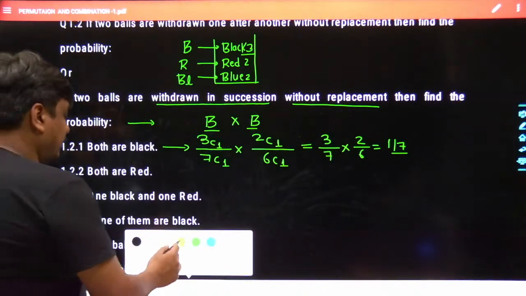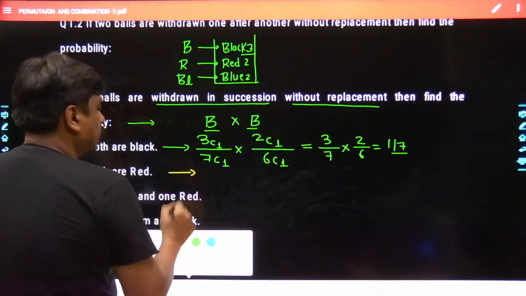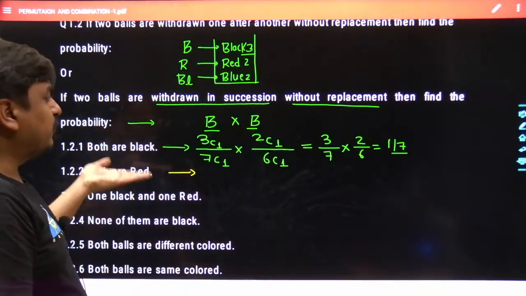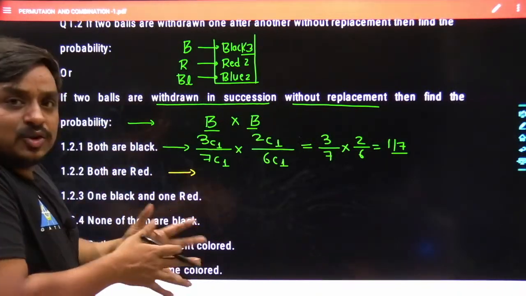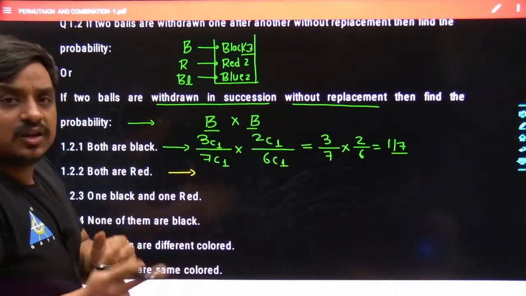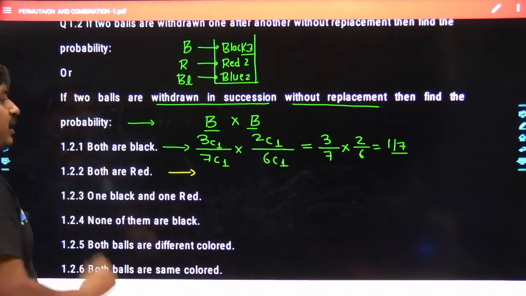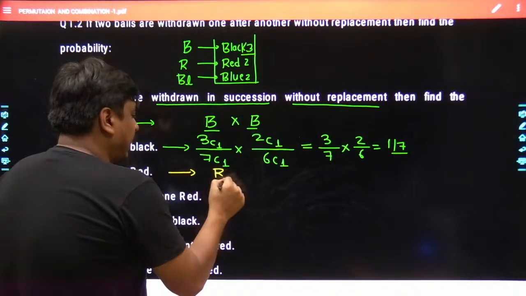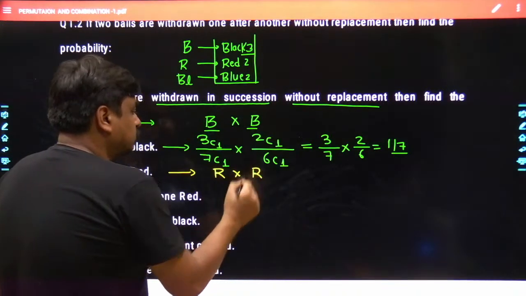Similarly, in the same sequence, let me move forward with the second question. If the methodology is clear, you would be able to smash the remaining 4 to 5 problems which are based on the same sort of withdrawal, one after another without replacement. Both are red. May I know what should be the answer for this? I want the first ball to be red and the second ball to be red.